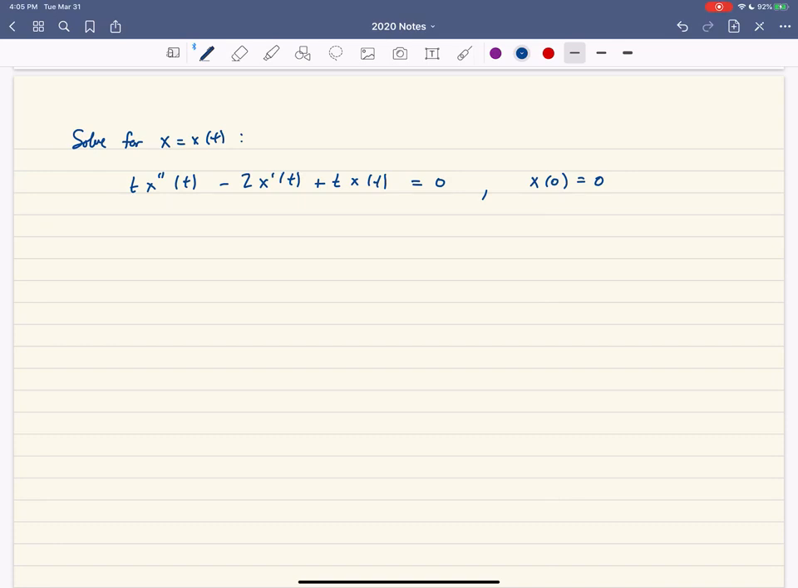I could give you a condition on the second derivative, but that's fine. So I'm just giving you one initial condition. This is a second degree equation. That means that we're going to have one constant in our answer, and that's totally fine.